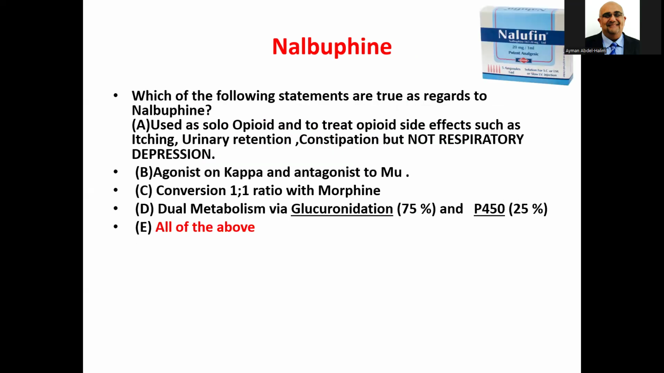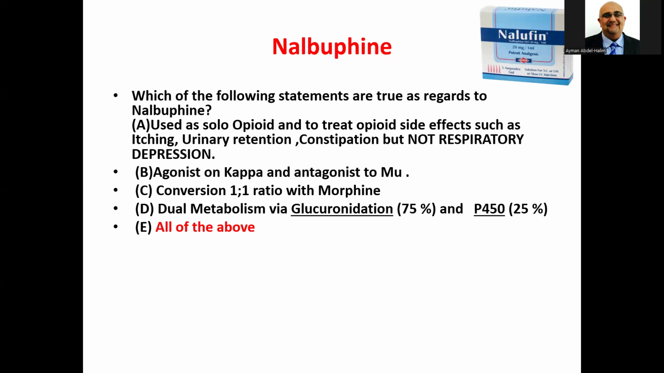Nalbuphine. We utilize this medication a lot in Egypt. Which of the following statements are true regarding nalbuphine? It's used to treat opioid side effects such as itching, urinary retention, constipation, but not respiratory depression. This is correct. So nalbuphine is not used like naloxone to treat respiratory depression. This is very important. But you can treat other side effects, such as itching, urinary retention, constipation.